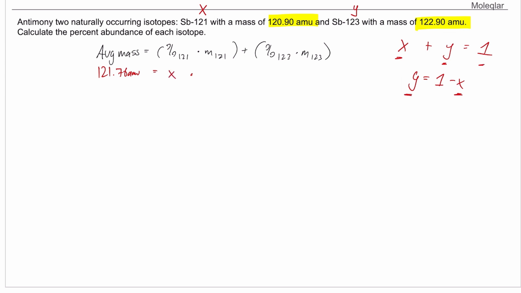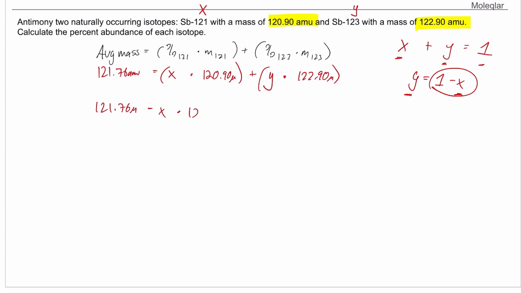Now, our mass is 120.90 AMU, and that's just a little mu symbol to shorten AMU, plus the percentage of 123, Y, times 122.90 AMU. Now we're going to substitute this whole expression in for Y. I'm just going to rewrite that here. 121.76 AMU equals X times 120.90 AMU, plus 1 minus X, in a separate bracket, times 122.90 mu.